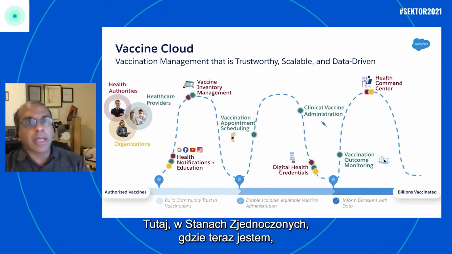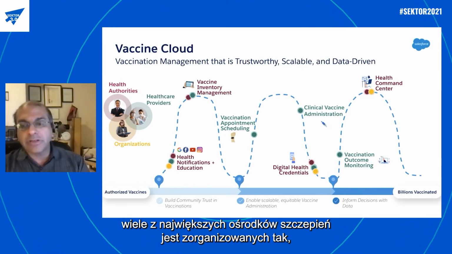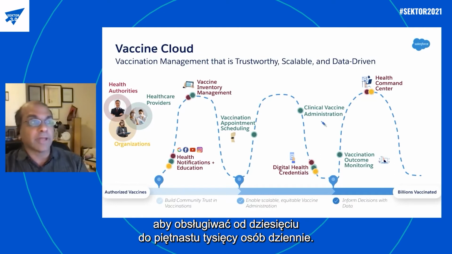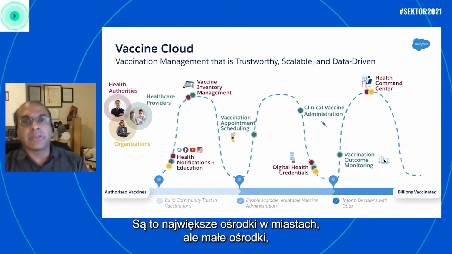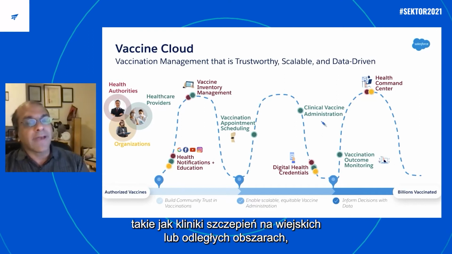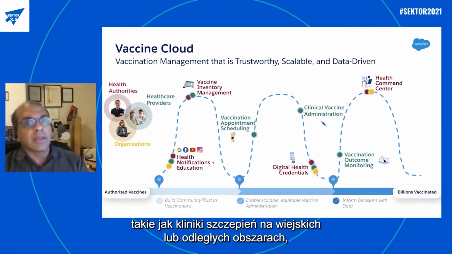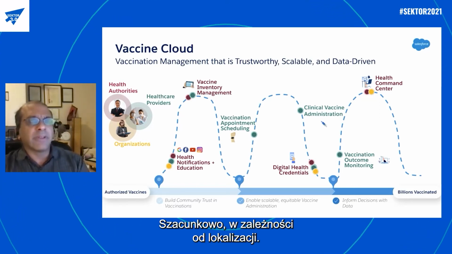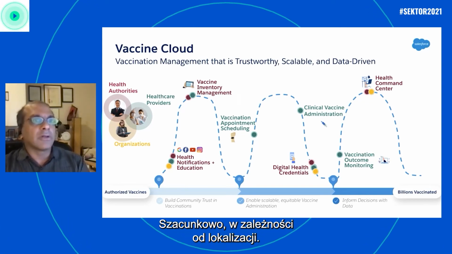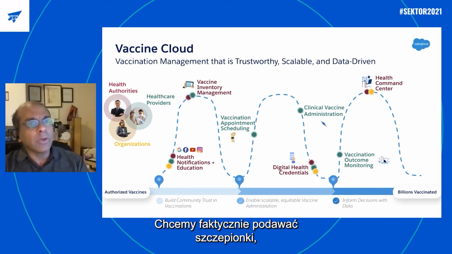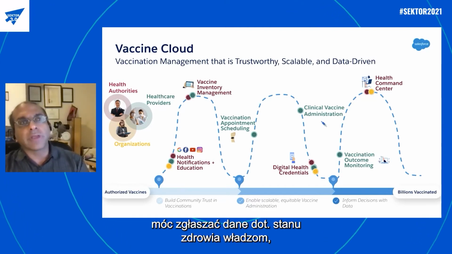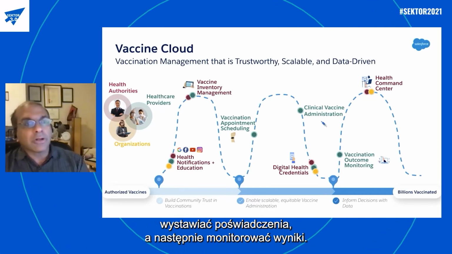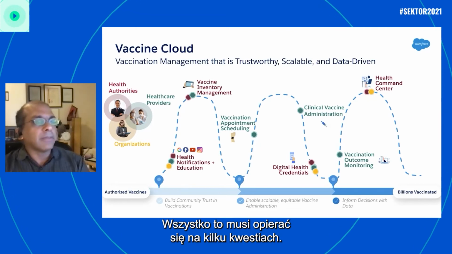Here in the United States, where I am, many of the largest vaccination sites are configured to support up to 10,000 to 15,000 people per day. But of course, those are the largest sites in the cities. But on the small side, we're looking at vaccination clinics in very rural, remote areas that may be only doing 100 to 250 vaccinations per day. So again, being very, very scalable, depending on the nature of what the location is. We want to actually administer the vaccines, be able to report those health records to authorities, issue credentials, and then monitor for outcomes. And all of this has to really be built on a couple of things.